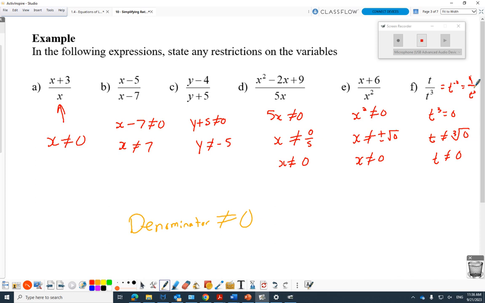Yes. Is that first one t cubed can equal? Good catch. I should have said t cubed can't equal 0. I caught it on the next line, but you're right, I didn't write it there. Great question. Other questions?